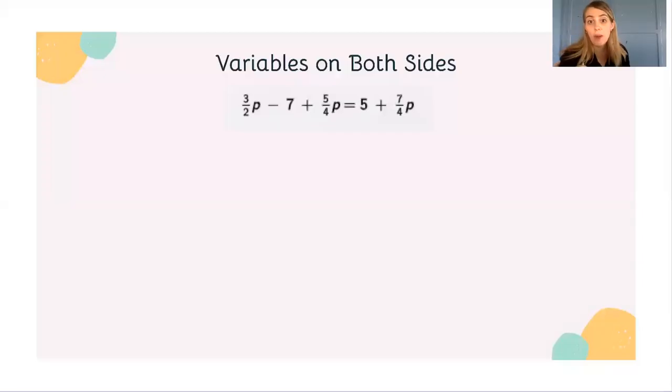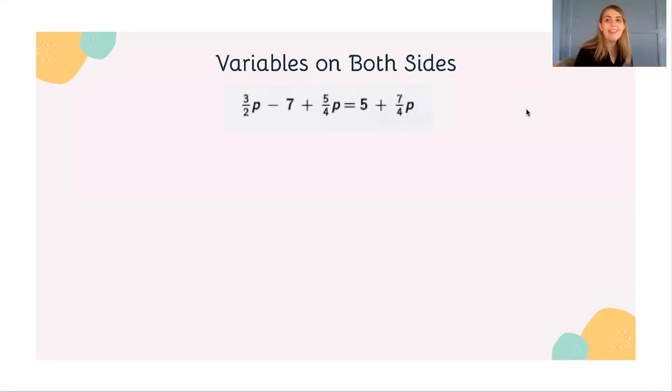So now we're going to look at a problem with variables on both sides. So here we're going to have to do our properties maybe in a different order than what we're used to. But the very first thing I'm going to look for is if there's any like terms I can combine. And when I do this, I'm looking at both sides of the equal sign separately, not together.